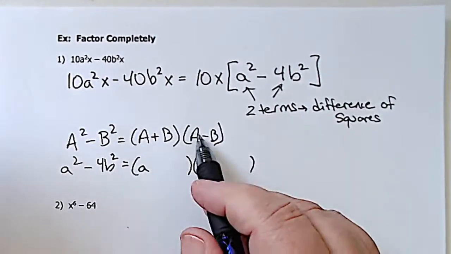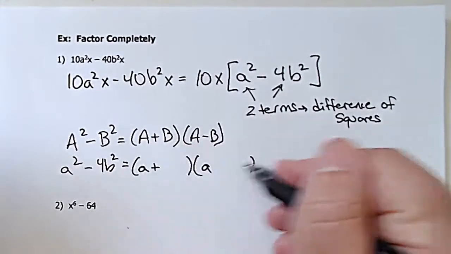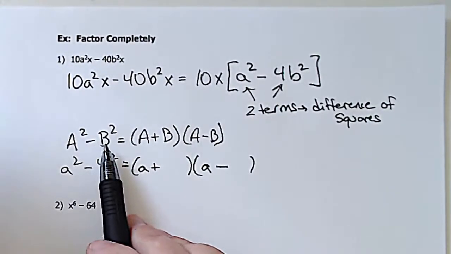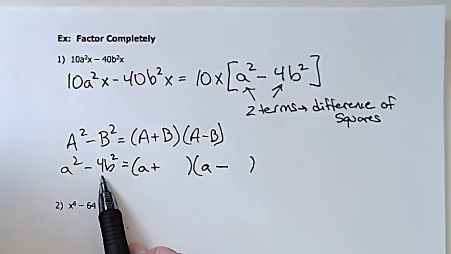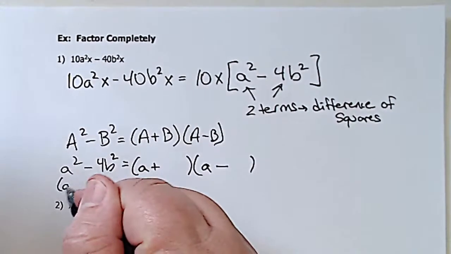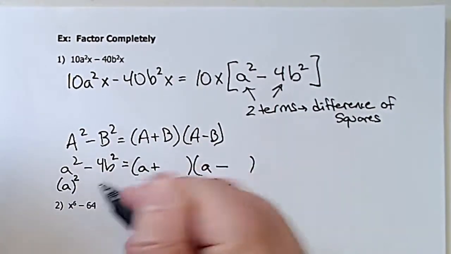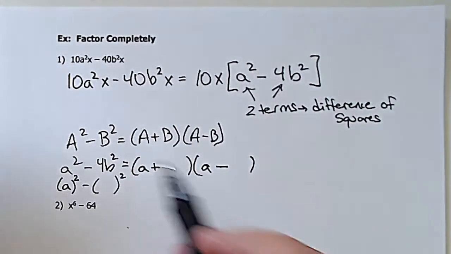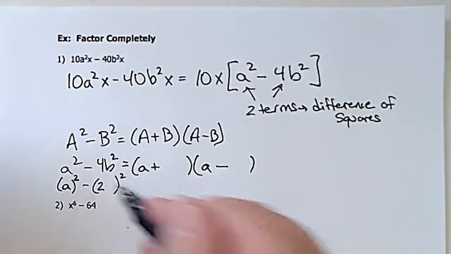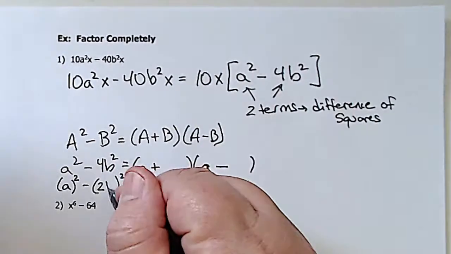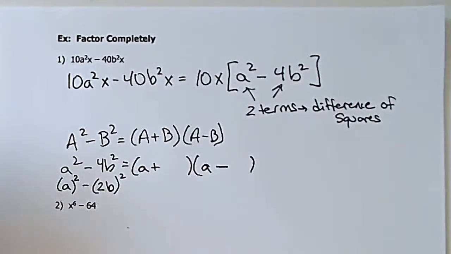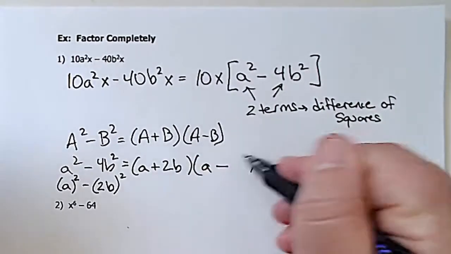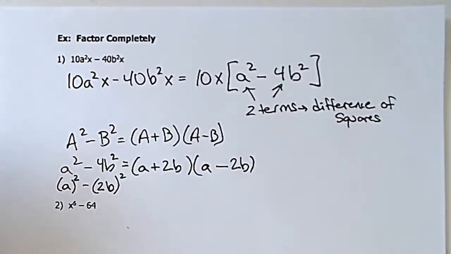Every time you see a big A, you've got a little a. So it's little a plus, little a minus. Now, big B squared is going to be 4b squared. So you got to think, what is that? This is A, the quantity squared, and what is this? The quantity squared. So if I've got 4, then I must have started with 2 and then a b. 2b, the quantity squared, gives me 4b squared. So I've got a plus 2b, a minus 2b.